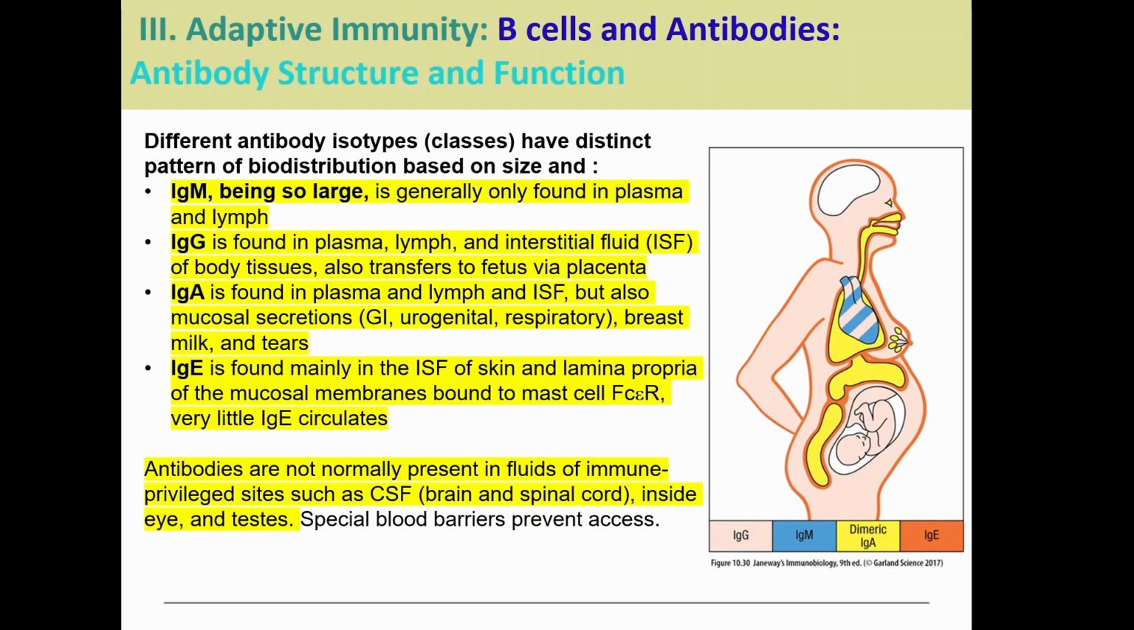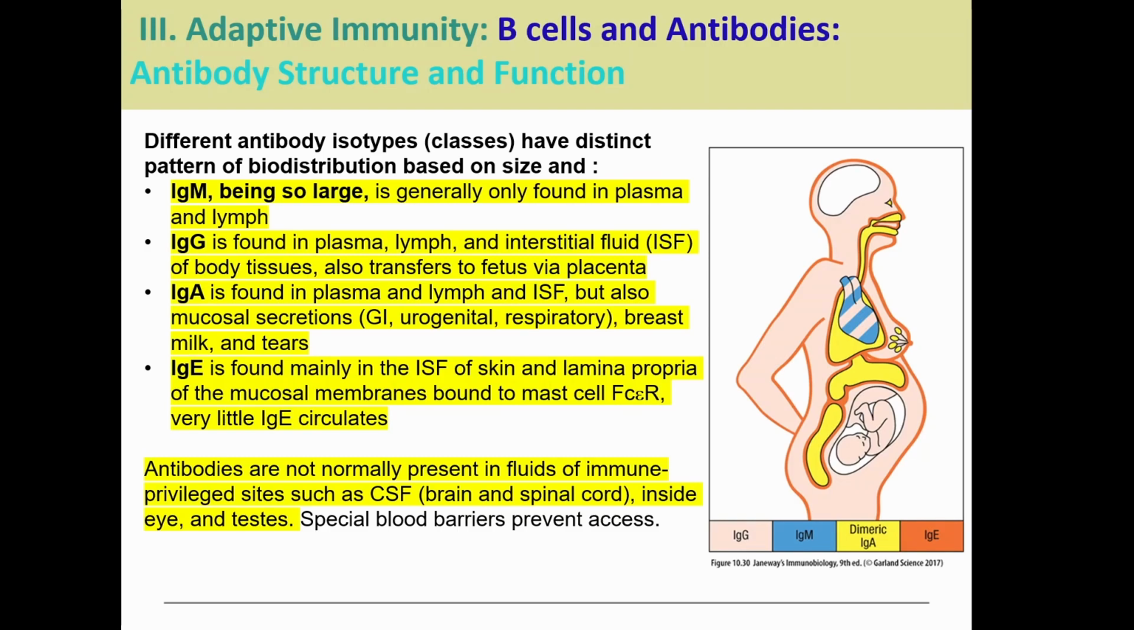IgA, we find in the same locations, but we also find them in mucosal secretions, so in the GI tract, in the respiratory tract, in the urogenital tract, breast milk, and in tears. And then IgE, we find these guys in the interstitial fluid in the skin, as well as in the lamina propria in the mucosal membranes. Again, there's not a whole lot of them.